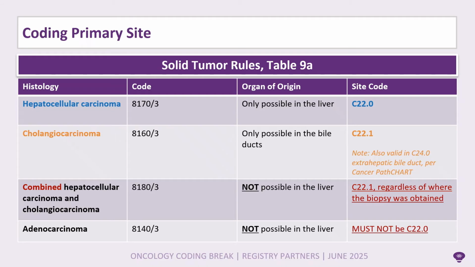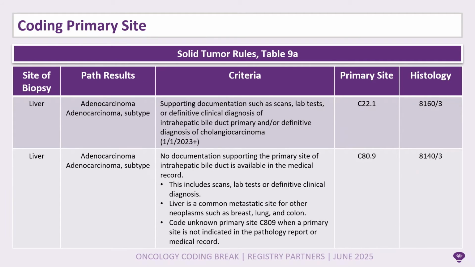And then lastly, here we have adenocarcinoma, 8140/3. This was determined to be not possible in the liver. So the primary site cannot be C22.0. Okay, so we just heard that adenocarcinoma is not possible in the liver. So continuing on through the solid tumor rules, table 9A, we have the table laying out a site of biopsy, pathology results, some criteria, and then what the primary site and the histology would be.